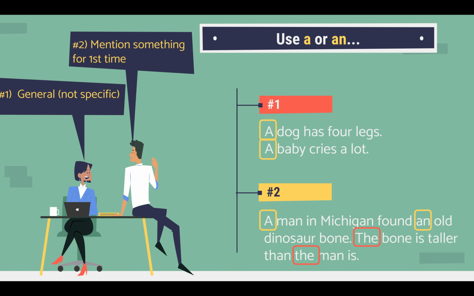Okay, students, so I hope that helped you understand a little bit more about a and an and when we use them. Please be sure to watch the other videos so you can find out about other articles we use, including the and when we use no article at all.